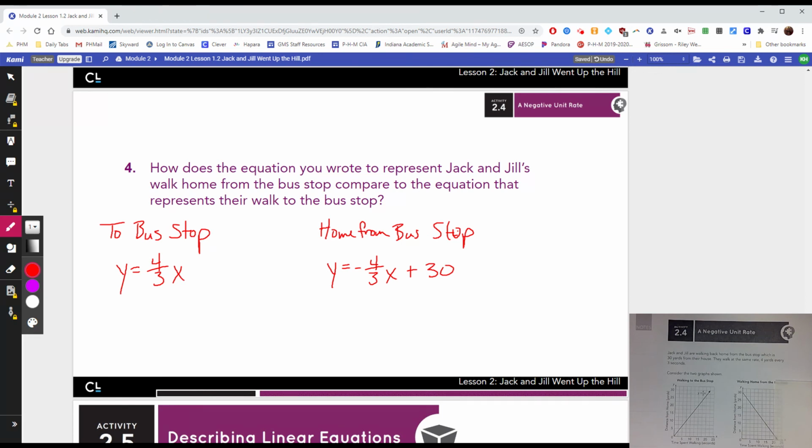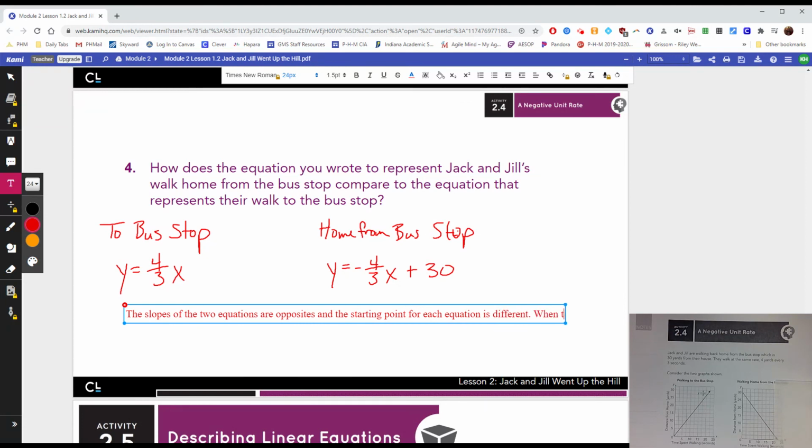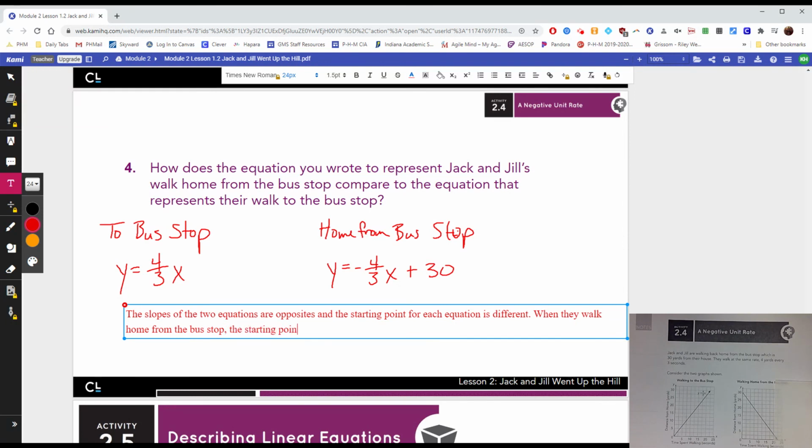So how do they compare? Well, first of all, the slopes are opposites of each other. The slopes of the two equations are opposites, and the starting point for each equation is different. When they walk home from the bus stop, the starting point has been translated up 30 units.